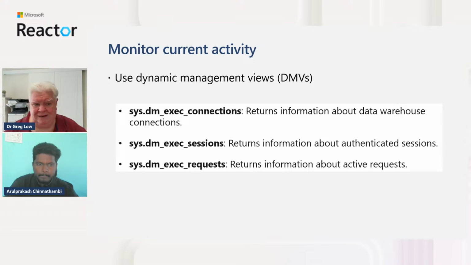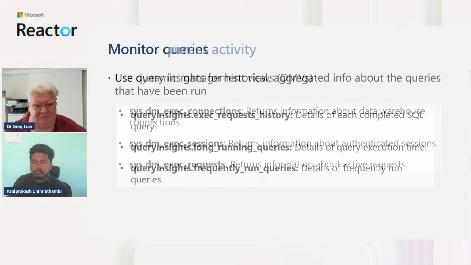So for example, the DM exec sessions view has a session ID. The connections also has a session ID, and the requests has a session ID. So it shows you which session they're currently connected to. Now, that's okay for things that are running right now, but what about things that have previously run?